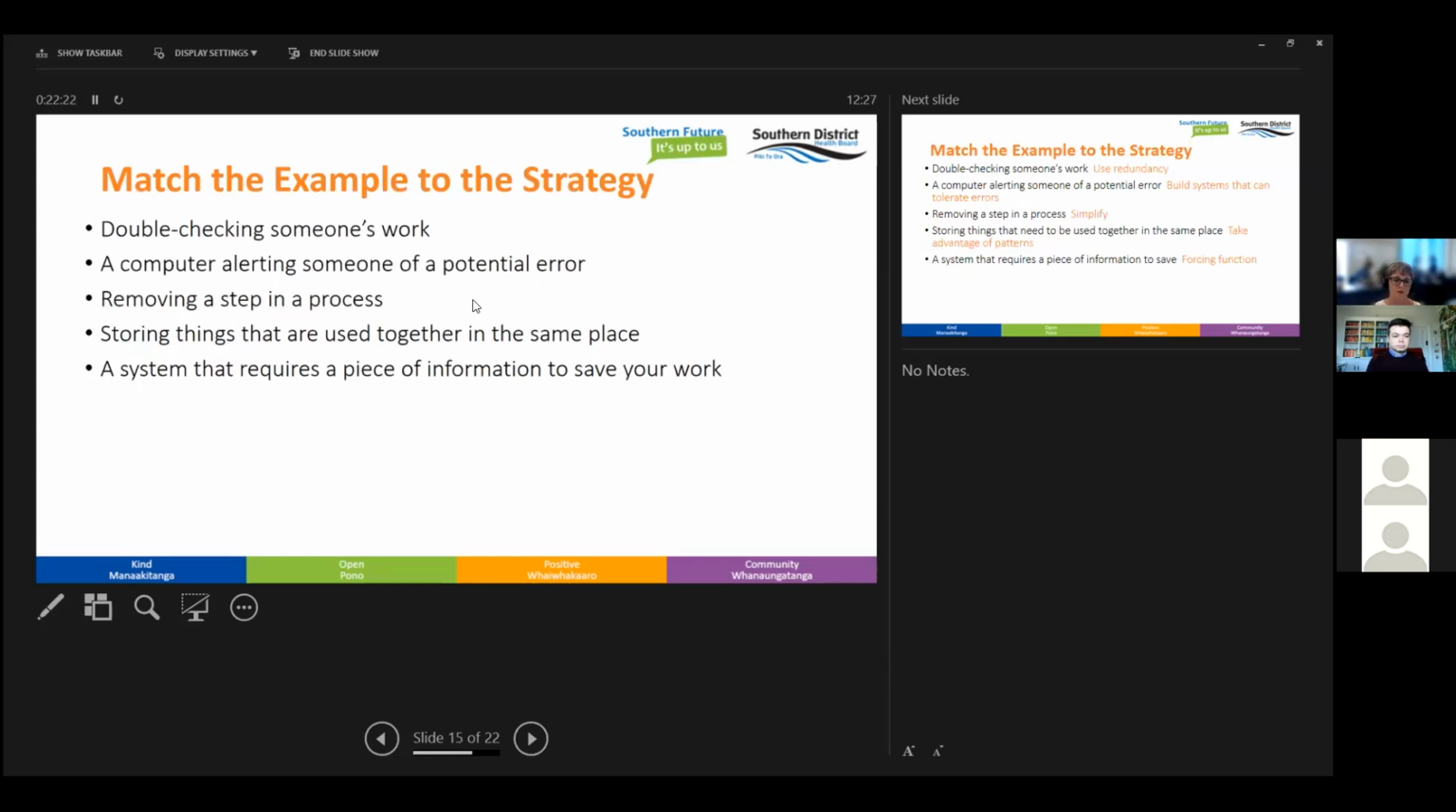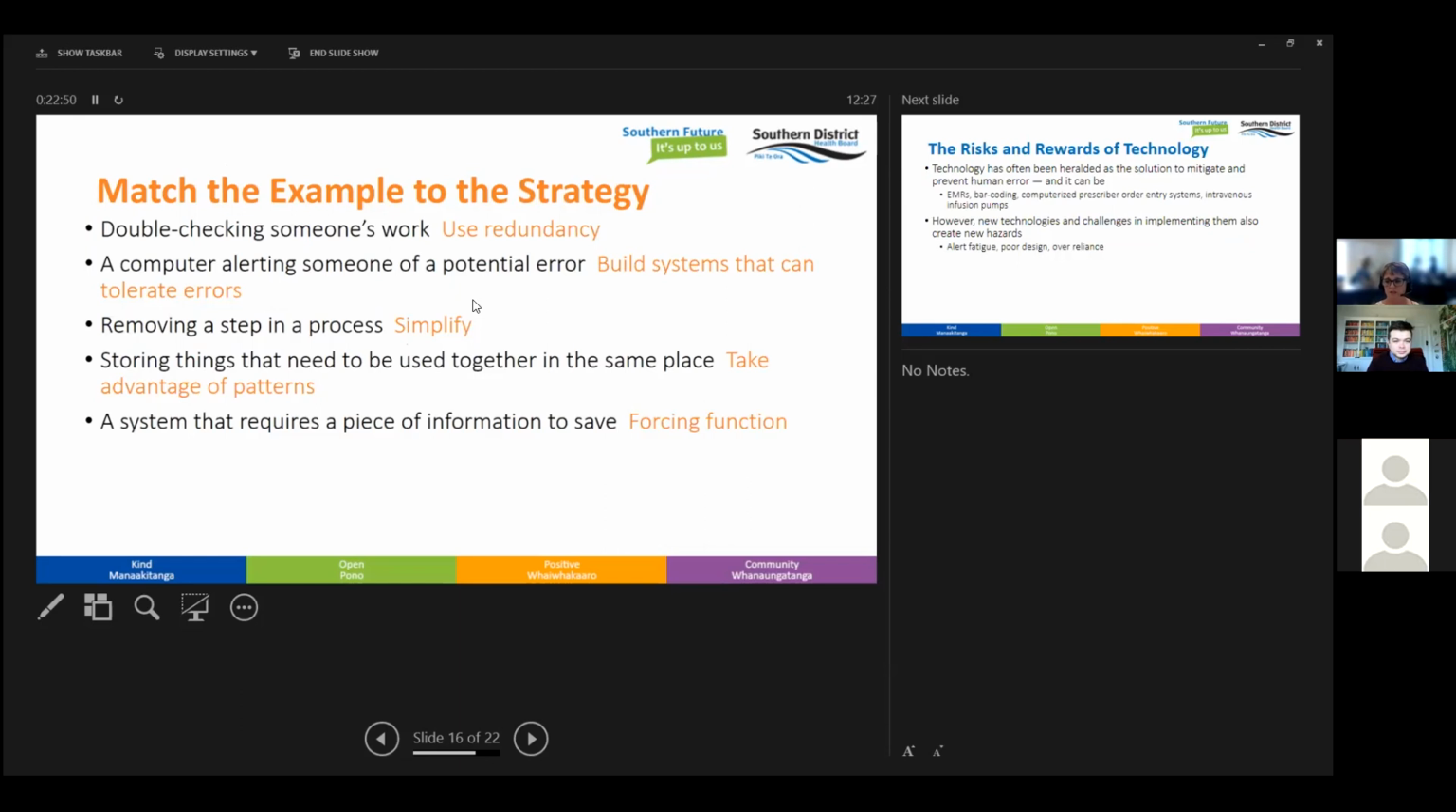So here, thinking about the previous slide, what do we do when we're double checking someone's work? Is that particularly helpful? I don't think so. The options are: a computer alerting someone of a potential error, removing a step in a process, storing things that are used together in the same place, and a system that requires a piece of information. The previous slide had the strategies, so what strategies can we put in place? Double checking someone's work: we're all health professionals, we should all be able to do the same thing, assuming we've had the skill and training. So that's redundant. We don't need to be doing that.